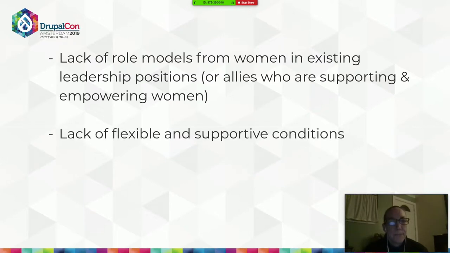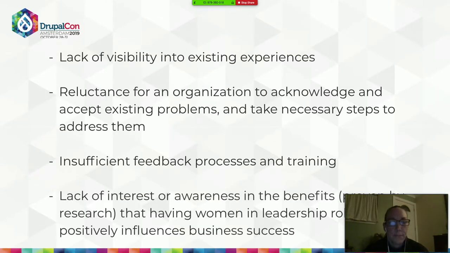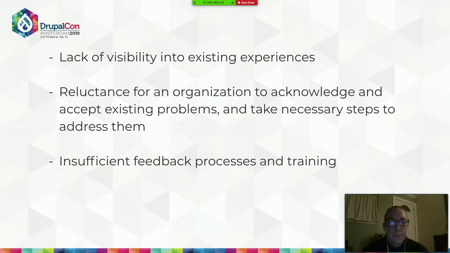There can be a lack of flexible and supportive conditions that are appealing or required by many women. A lot of organizations or teams or managers can really not be great at giving feedback. It can be really insufficient at a lot of organizations, and also training as well. Many managers and leaders don't get training that's either required or encouraged by their organization or teams on gender diversity and the importance.